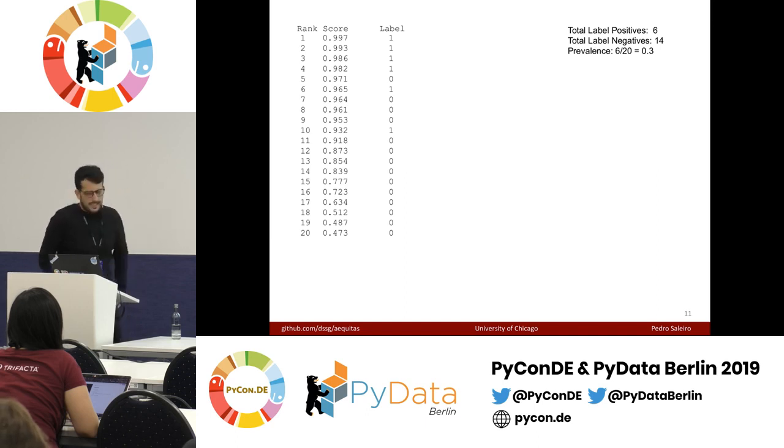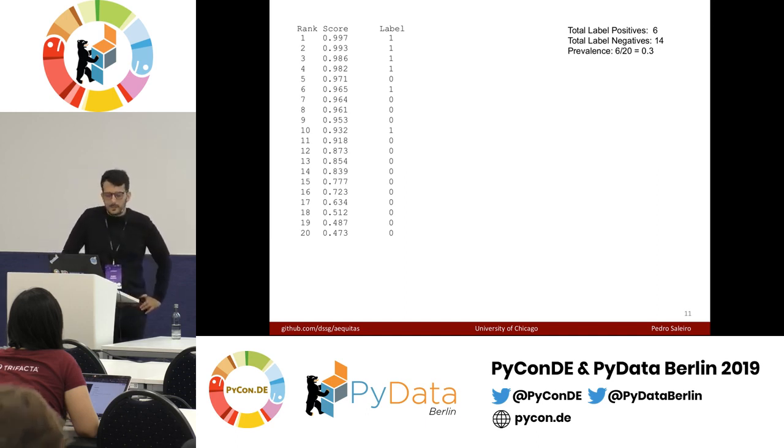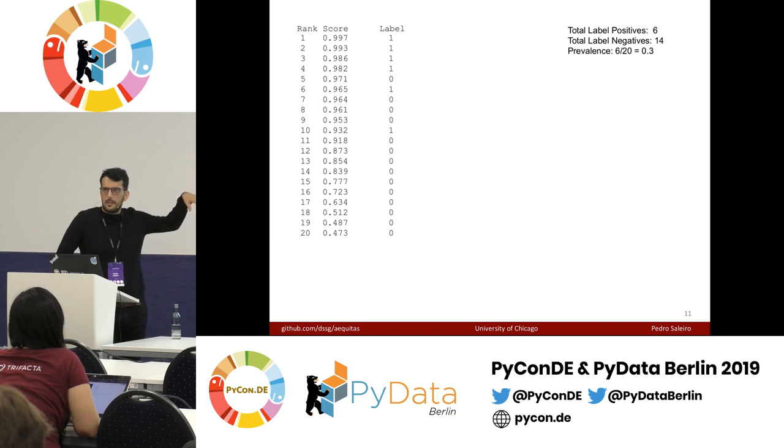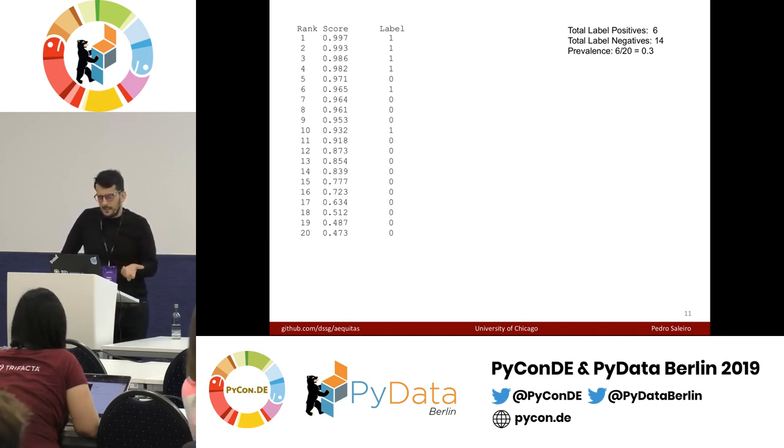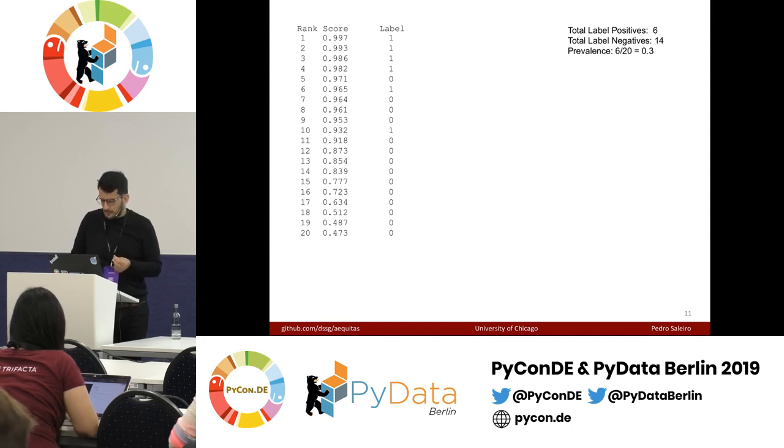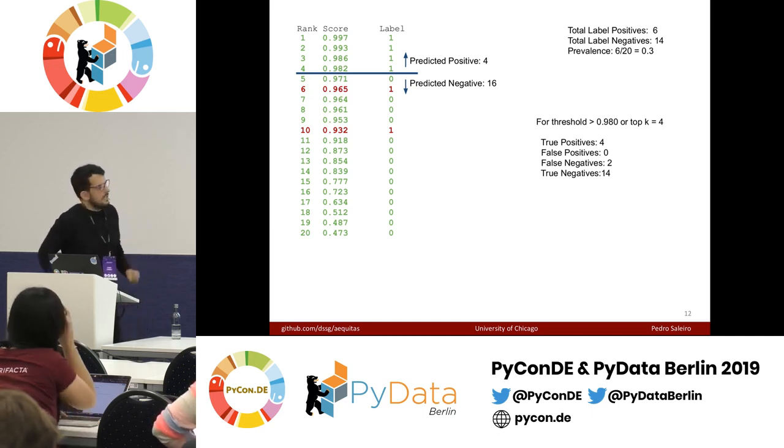So here is a fake example: we have a sample with 20 instances and we already trained our model and we get the scores and we have the true label. So you can think about this as a validation set or test set. And here we have a total of 6 positive examples and 14 negative examples. So our prevalence or base rate or prior, as we usually call the ratio between positive examples and the total examples, is 30%.